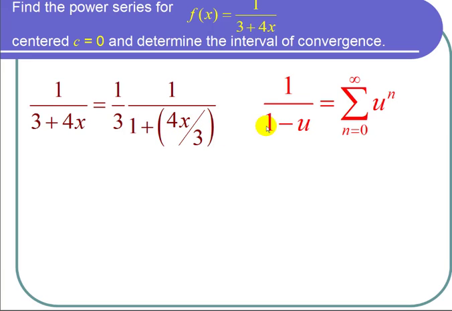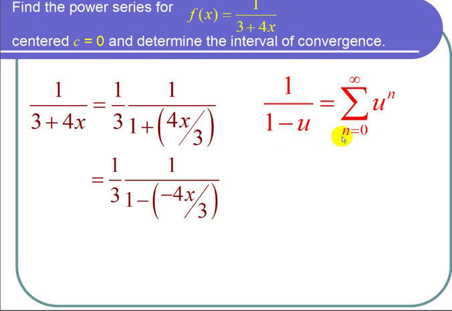Next, we want a 1 minus u in the denominator. I have a 1 plus some u. So I can fix that easily by saying addition is just subtracting a negative. So I can rewrite this as 1/3 times 1 over 1 minus negative 4x over 3. And now I'm in the form of a geometric series.